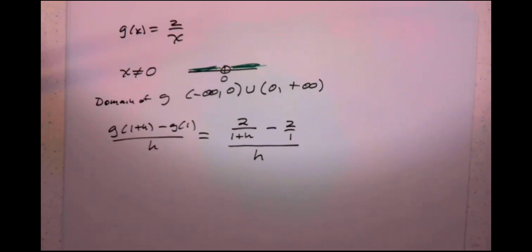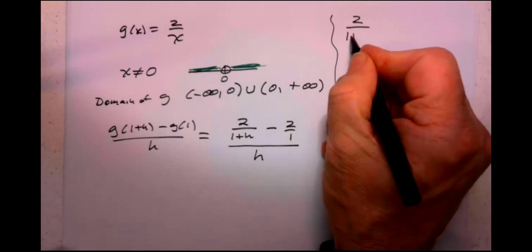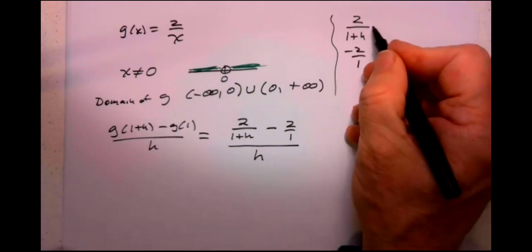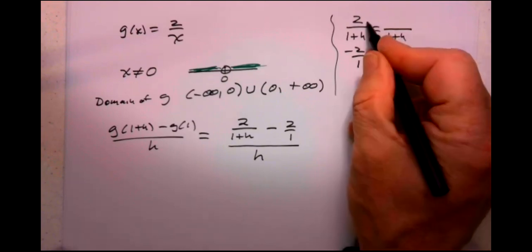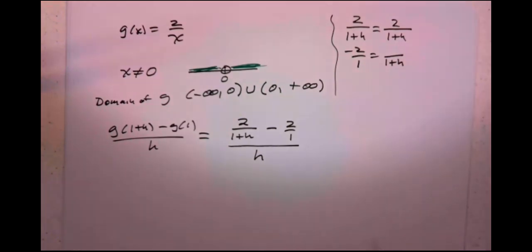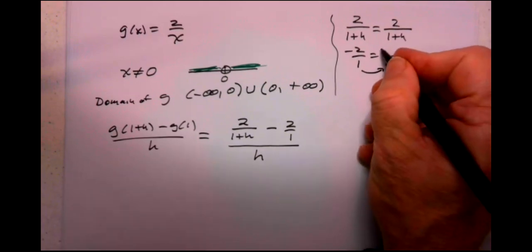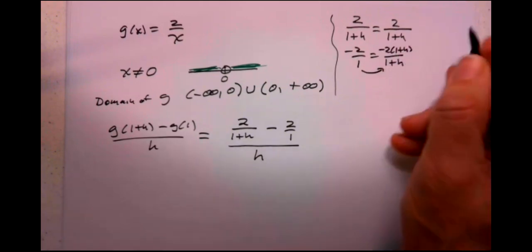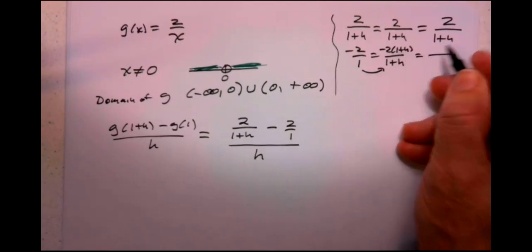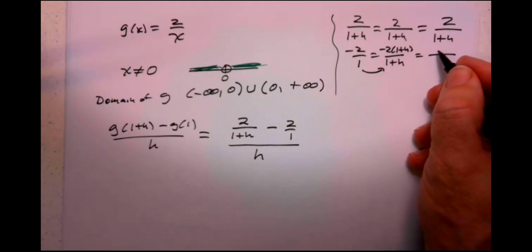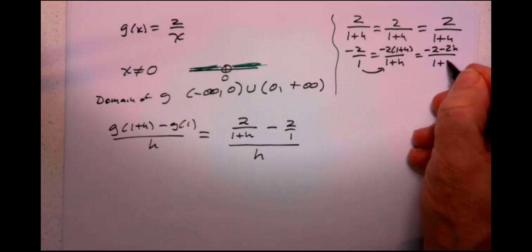We want to build a common denominator, which will be 1 plus h. 2 over 1 plus h minus 2 over 1. Obviously, 2 over 1 plus h is the same as 2 over 1 plus h. To get from 1 to 1 plus h, I had to multiply by 1 plus h on the bottom, so also do that on the top. So now over here I have 2 over 1 plus h. Here I have negative 2 times 1 plus h, which is negative 2 minus 2h, all over 1 plus h.